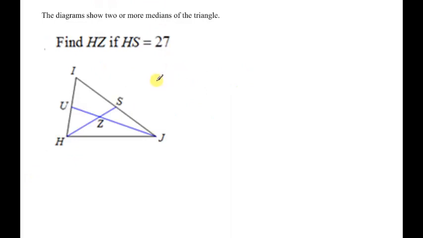Okay, and here's a second look at that same kind of thing. We're going to find HZ. We're told that H to S is 27. We're also told that these are medians. And so we're going to be able to use that 2-to-1 relationship. But this is a little bit different because we are told that H to S is 27. And H to S is the whole thing. We aren't told anything about the pieces.